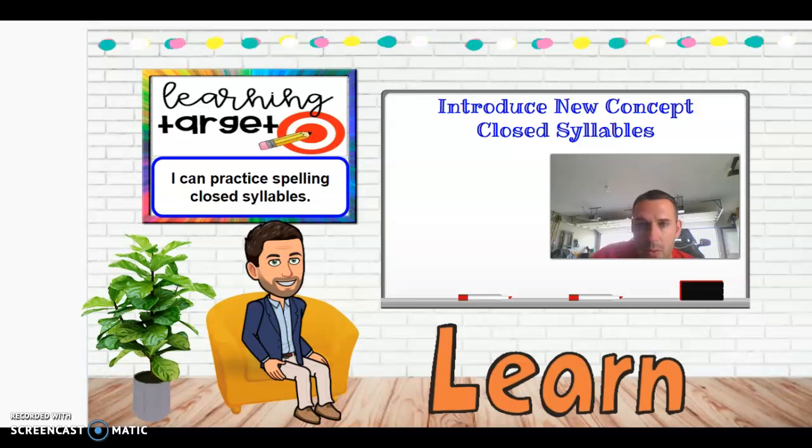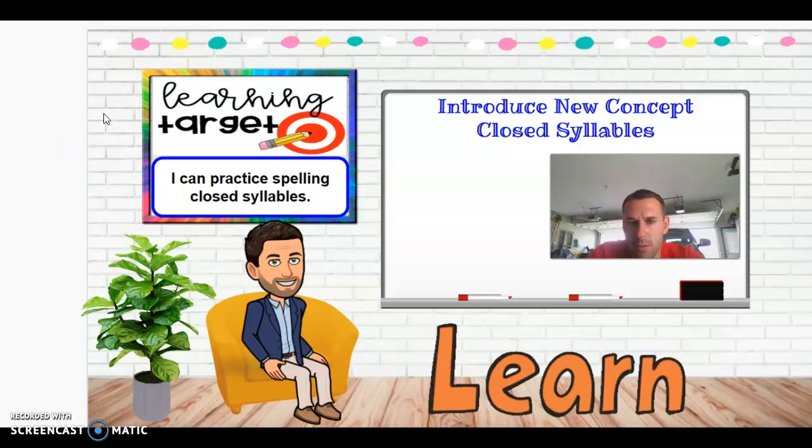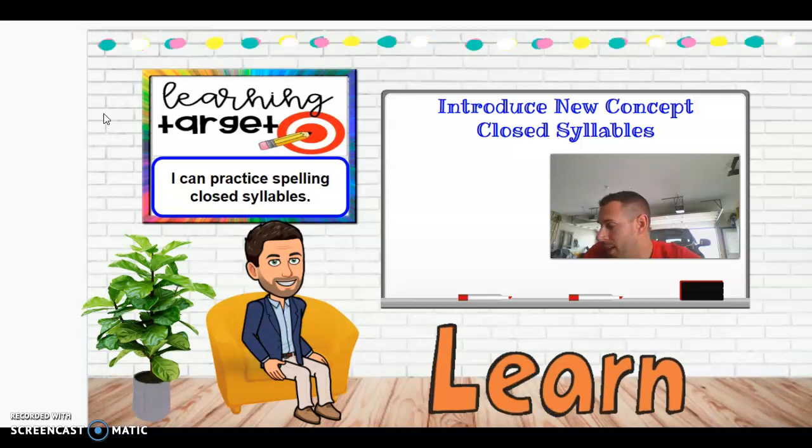All right, guys. Today we're gonna go ahead and introduce a new concept. It's called closed syllables. So we've got closed syllables and open syllables. Okay. Now a closed syllable has one vowel only. Okay. That one vowel must be closed in.